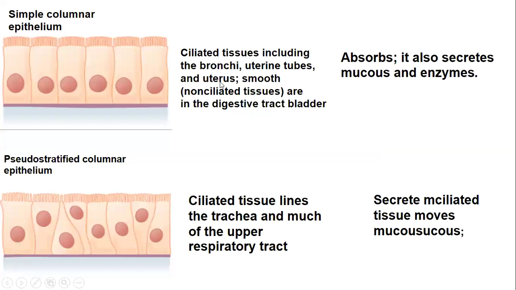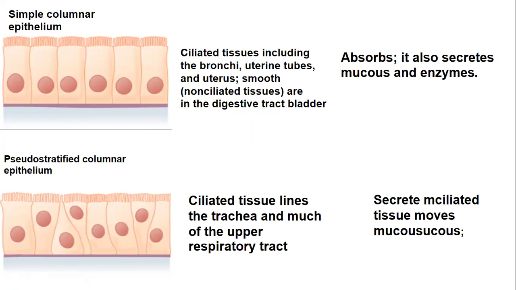The uterine tubes, the uterus, smooth muscles, okay? We're trying to say that in the smooth muscles, those that are found in the digestive tract, they have some cilia, okay? And these cilia are important to increase the surface area for absorption and secretion of mucus enzymes. The next one is pseudostratified epithelium.